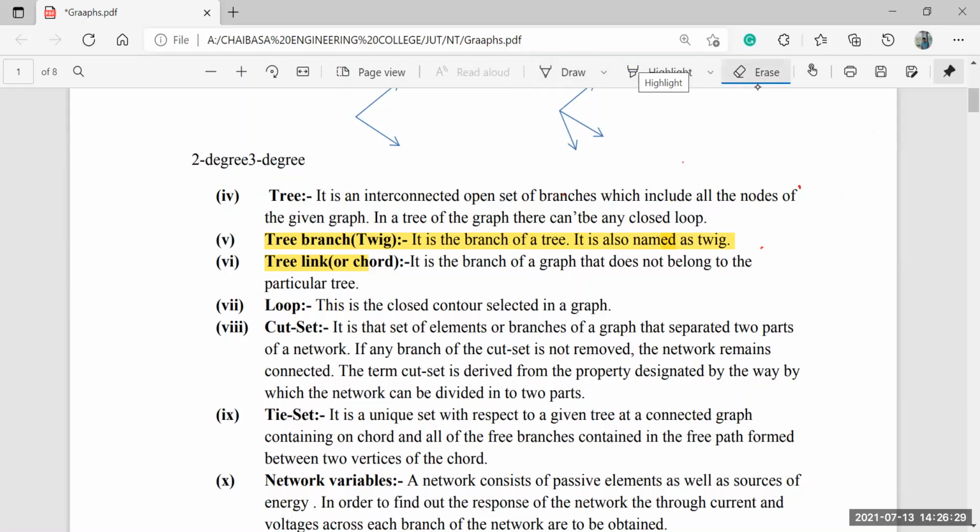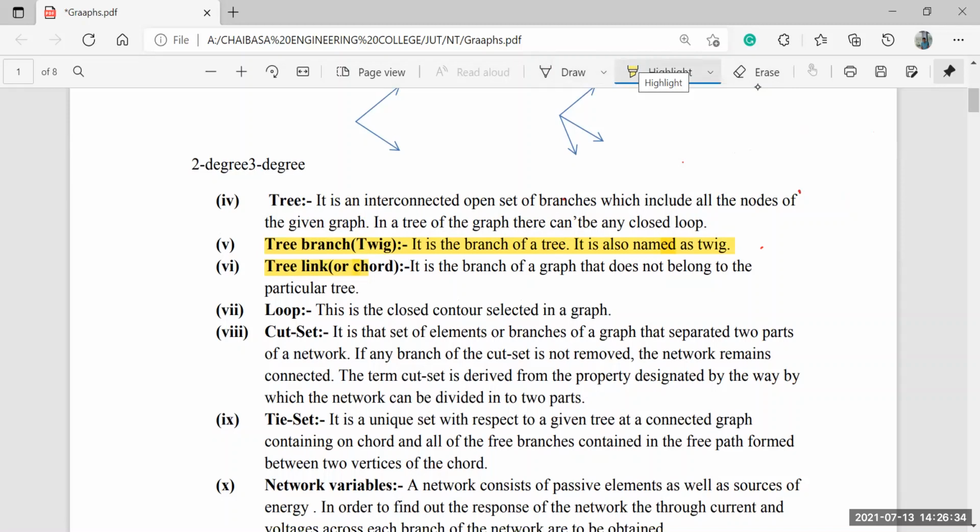Tree link or chord: it is a branch of a graph that does not belong to the particular tree. So what is a tree link? A tree link or chord is a branch of a graph that does not belong to the particular tree. Let's see.